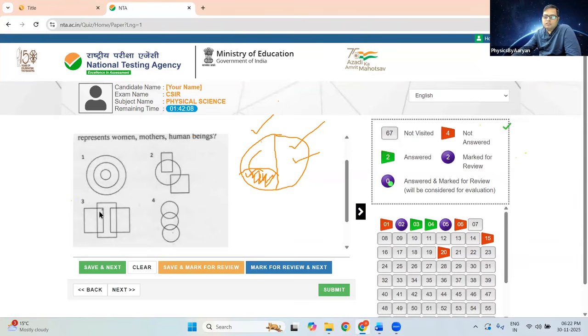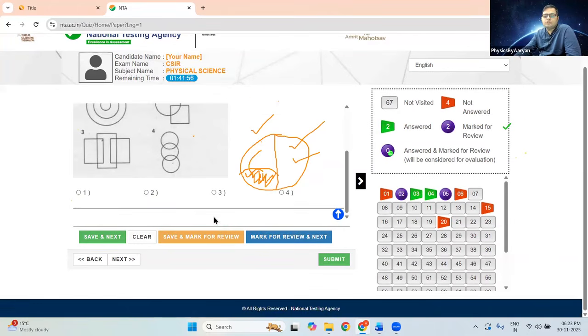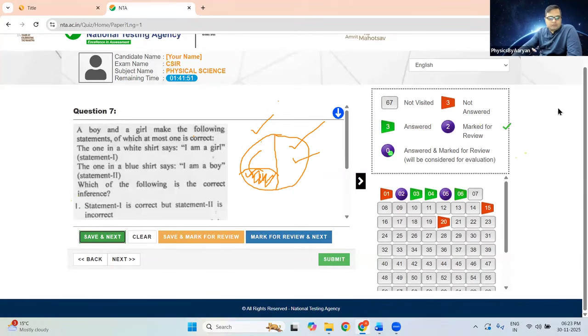Then you are done, because you see in the second, third and fourth diagram, what is happening is it is going out. So once you have a human being, then everything has to come under it. So that is a good logic to say that one is correct. So if I take one as correct, save and next. Once you have given that much time to your question, then you never come back to it.